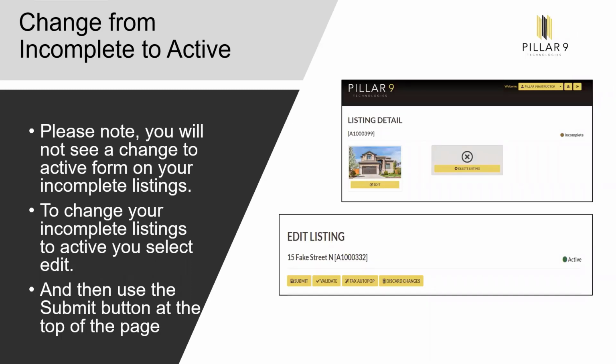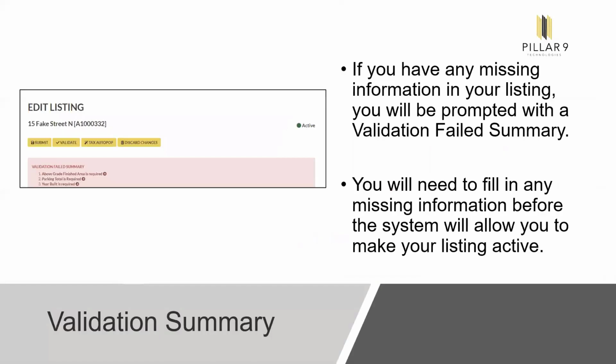Finally, we've already spoken about this. Oh, sorry, I'm getting a step ahead of myself. If you have an incoming listing and you want to make it active, I've shown you how to do this already. Run a validation summary, make sure you have no outstanding fields left, and then select submit from your list of choices. That will turn it into an active status listing.